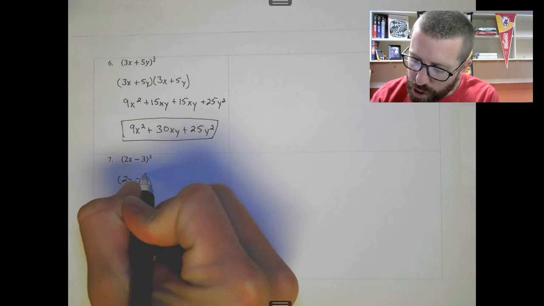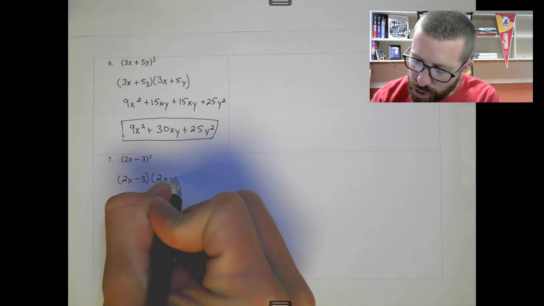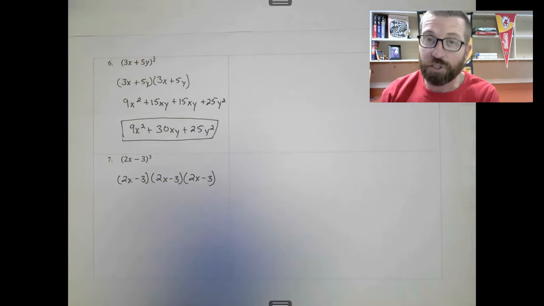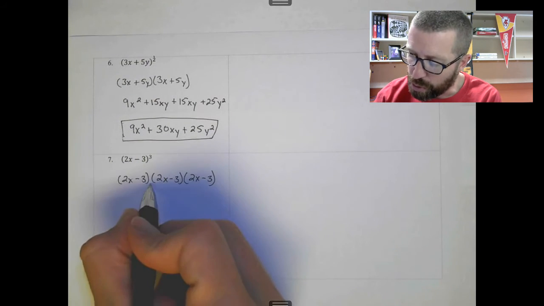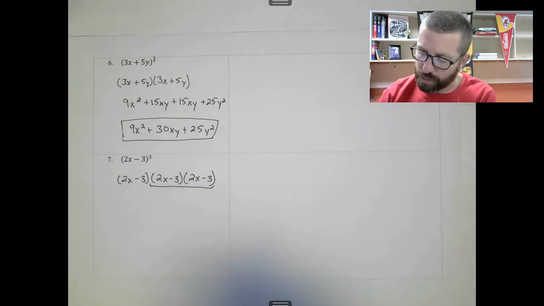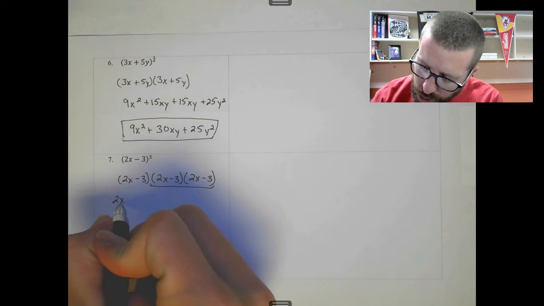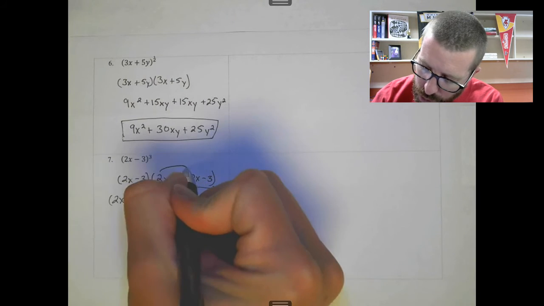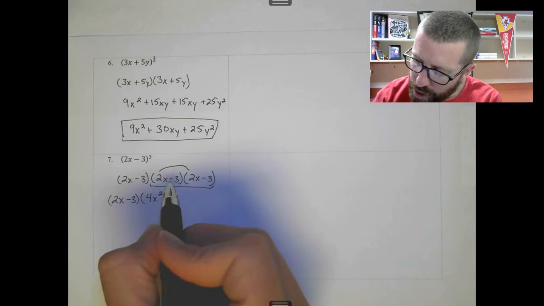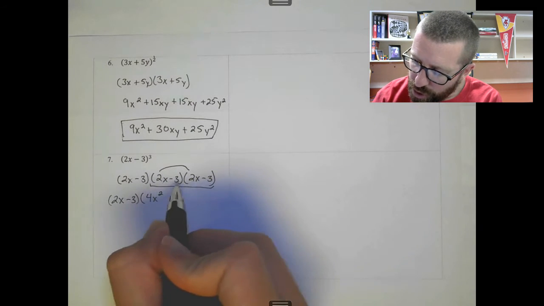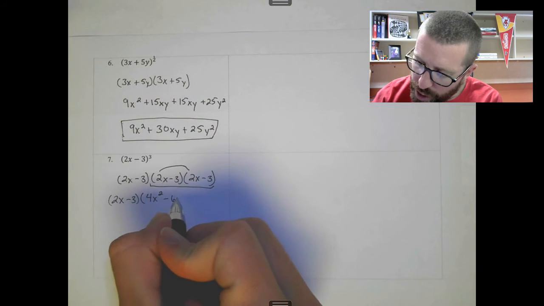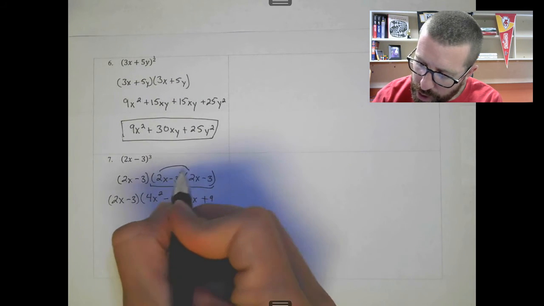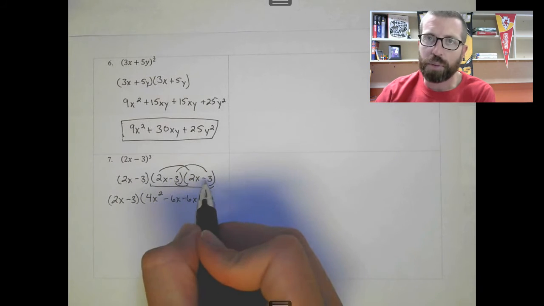2x minus 3 times 2x minus 3 times 2x minus 3. And if you have not yet, pause the video and try multiplying these. We're going to multiply the second 2 first. So we just bring the 2x minus 3 down, and then we FOIL, so we get 4x squared, and then minus 6x minus 6x is minus 12x, but we'll write it in 2 steps, and then plus 9, because negative 3 times negative 3 is 9.